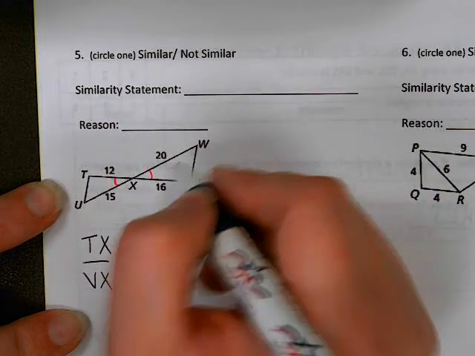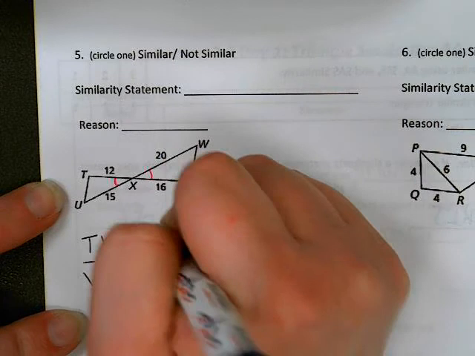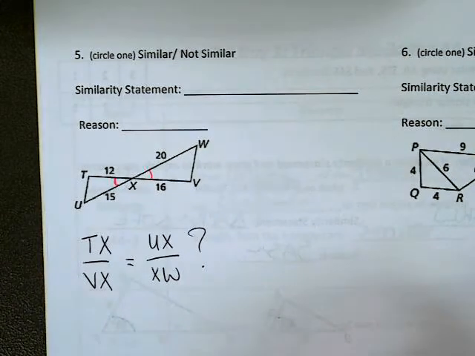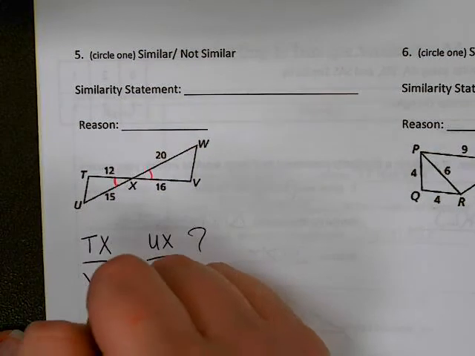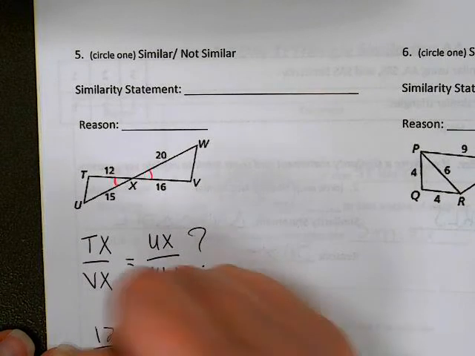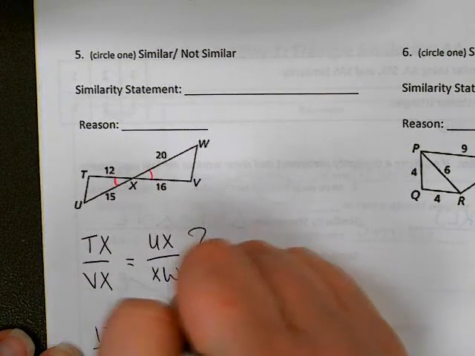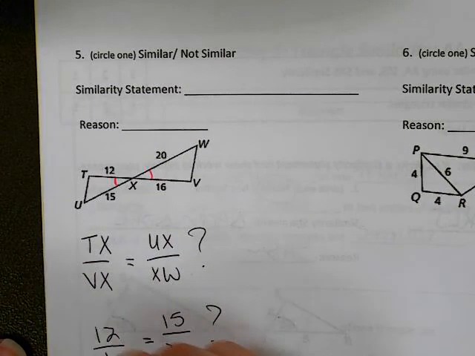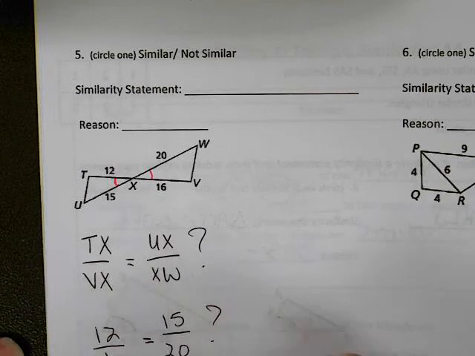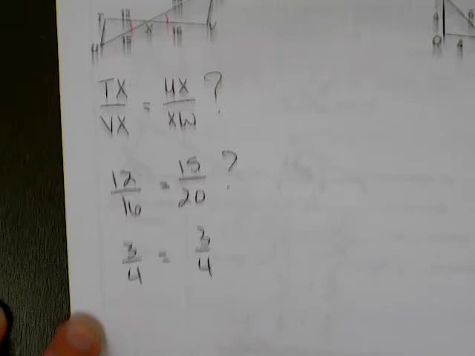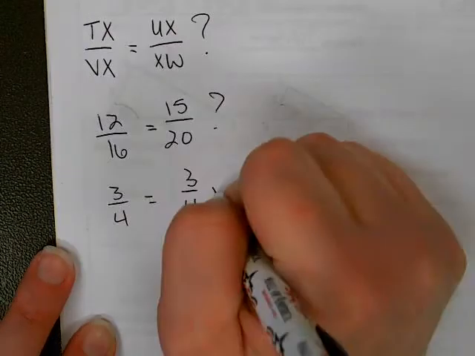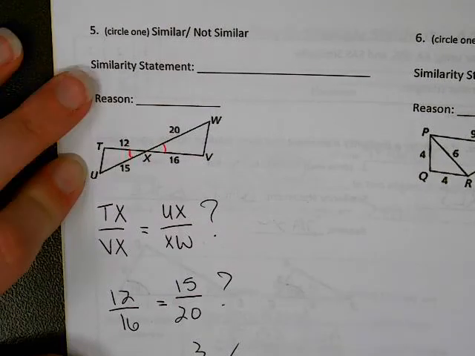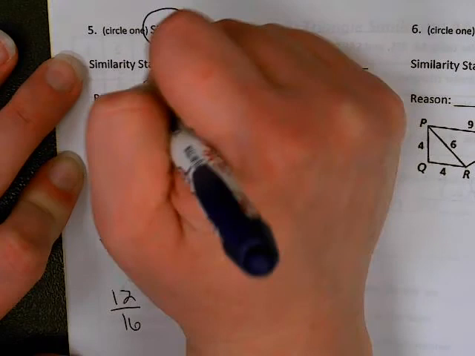And then we've got the longer side in the first triangle is UX. Longer side in the second one is XW. So let's see if those are proportional to each other. So TX is 12, VX is 16, and 15 over 20. And we luck out, 3 over 4 and 3 over 4. You guys can't see. Sorry. So the sides are proportional and their included angles are congruent, which means they are similar by side angle side similarity.